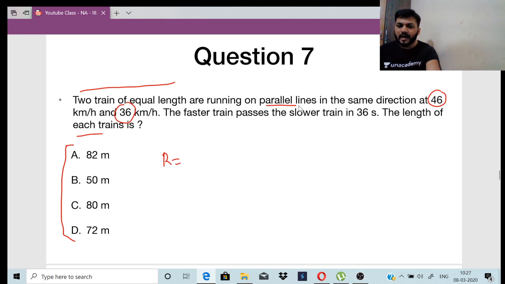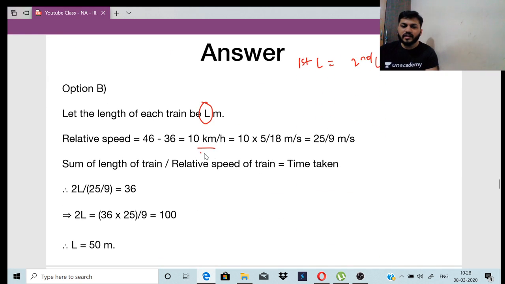Okay, they are running on parallel lines in the same direction. So what I have told, relative speed when it is in the same direction, it is subtraction. Relative speed when it is in the opposite direction, it is addition, right? Same direction में subtraction होगा, opposite direction में addition होगा. तो ये same direction में, so it is 46 minus 36, right? 10. 10 kilometer per hour will be the relative speed.